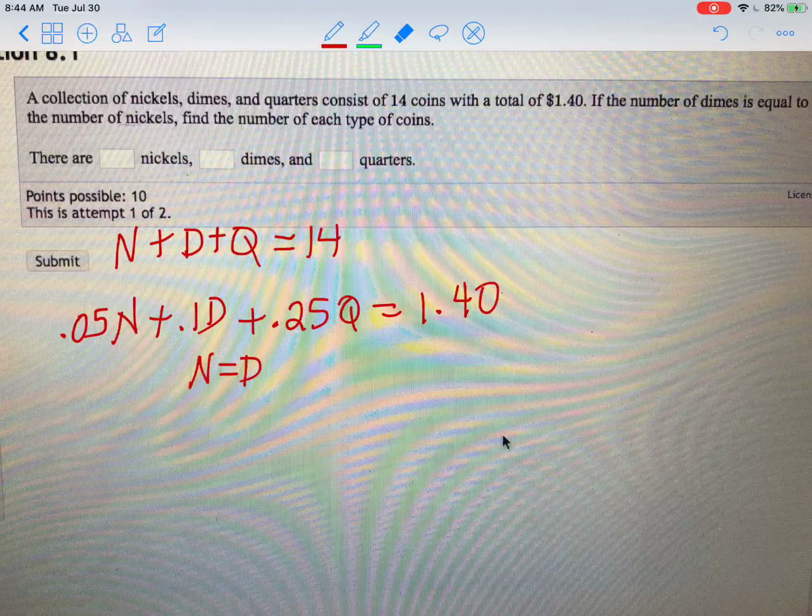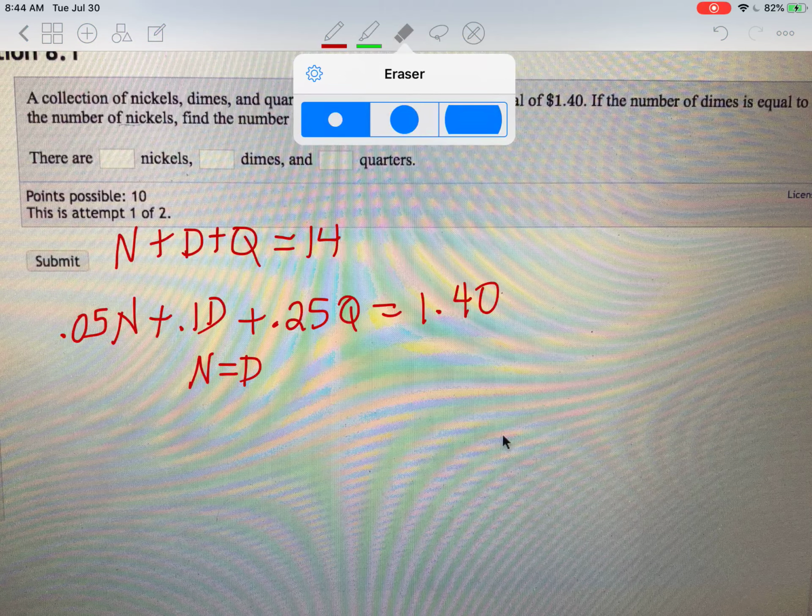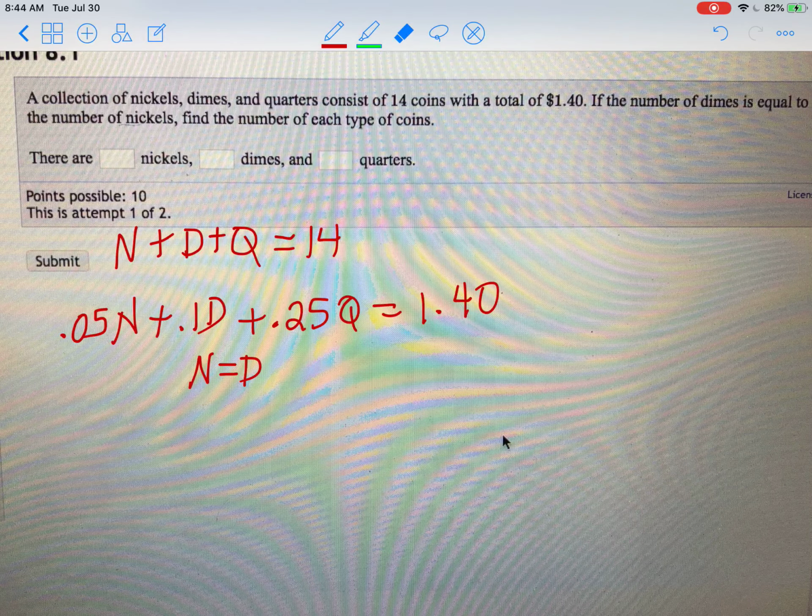The first bit is to see that, since you have N equals D, that means everywhere in your equations you can replace the D by an N. So let's go up in the first equation and replace this D with an N. And we're going to replace this D with an N. And now we have two equations just in N's and Q's, and we can simplify this.